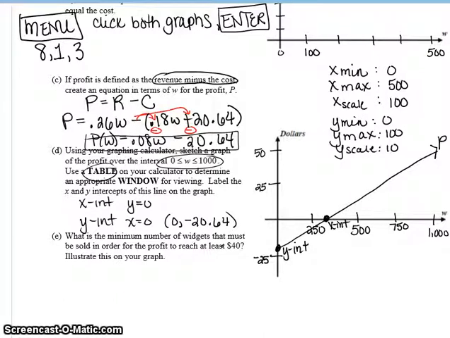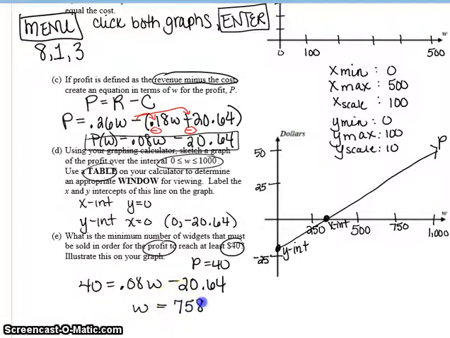What is the minimum number of widgets that must be sold in order for the profit to reach at least 40? So they're telling you let P be 40. So set the equation equal to 40. So 40 is equal to 0.08W minus 20.64. And you're solving for W. So you could use NSolve, and you're going to get 758.